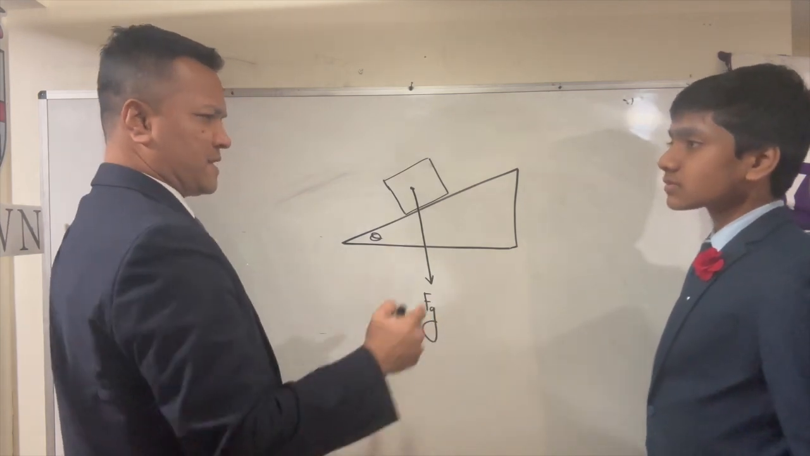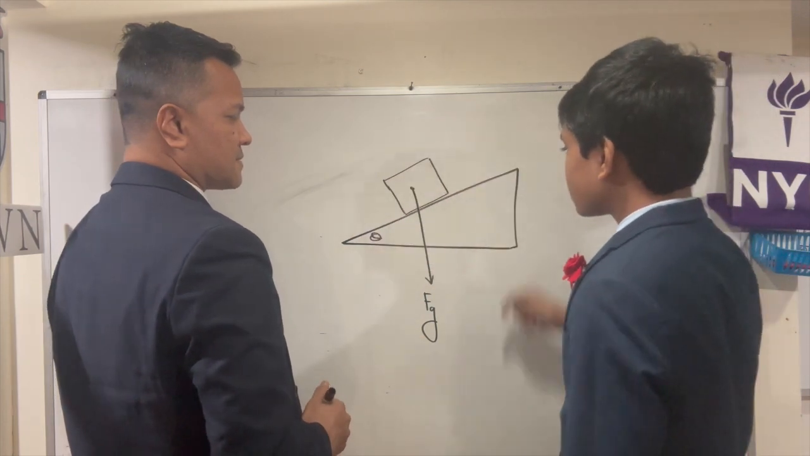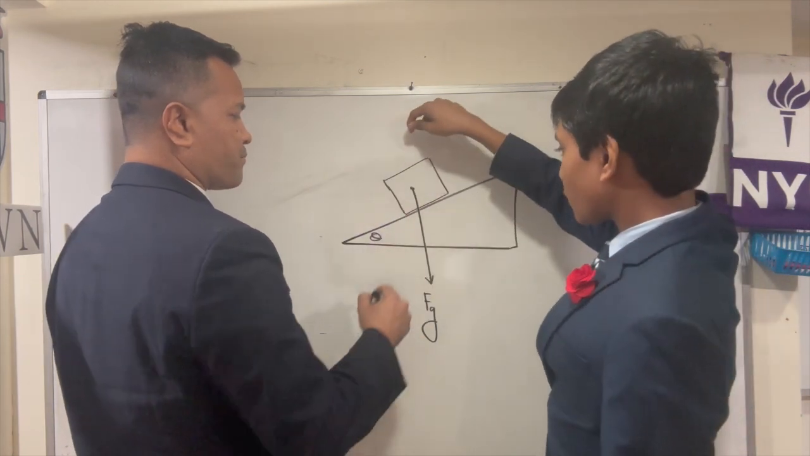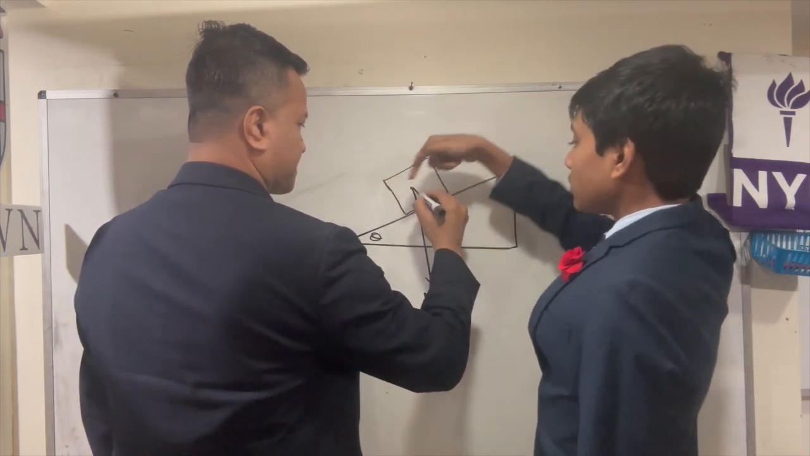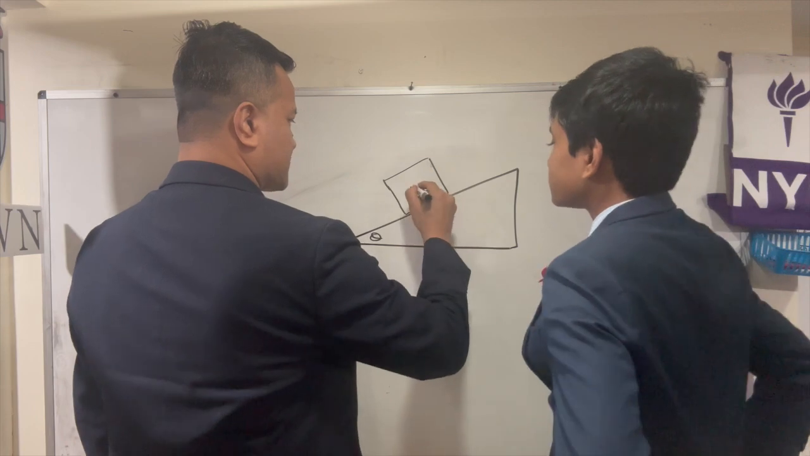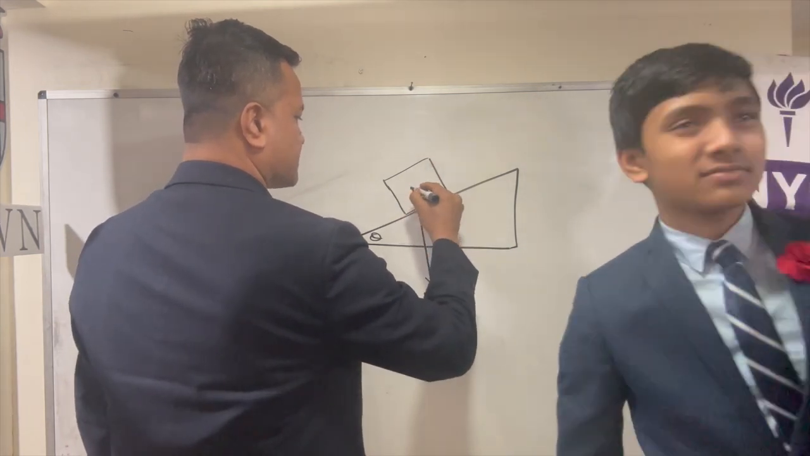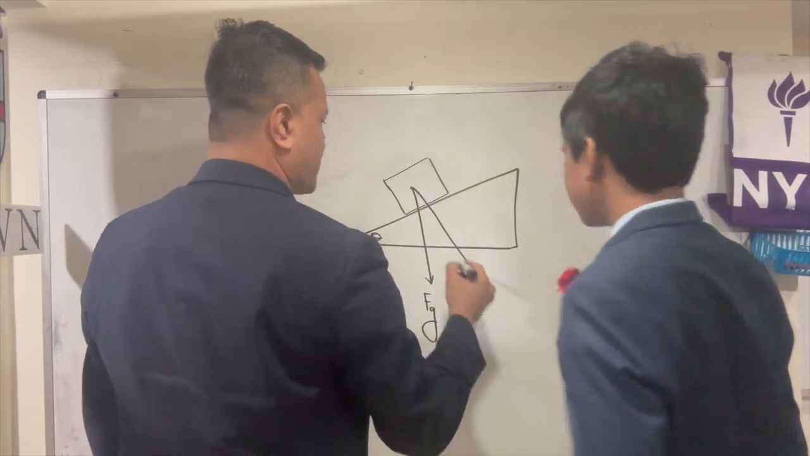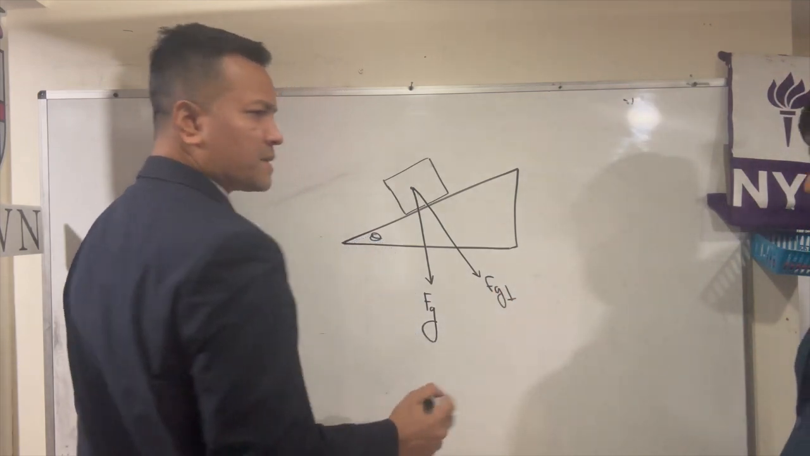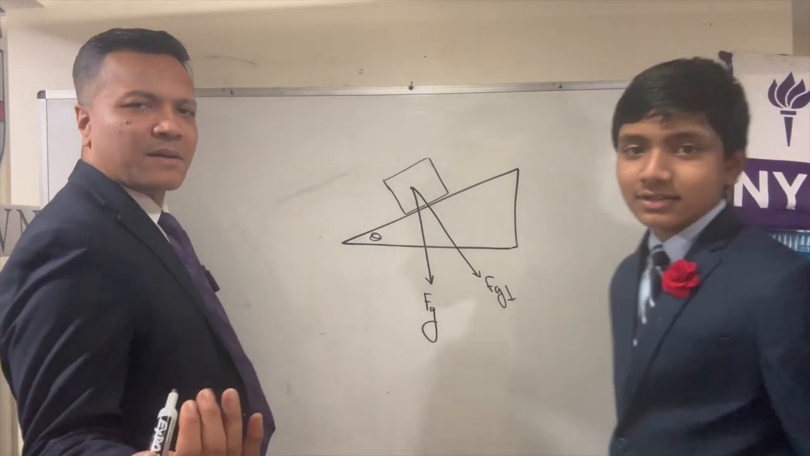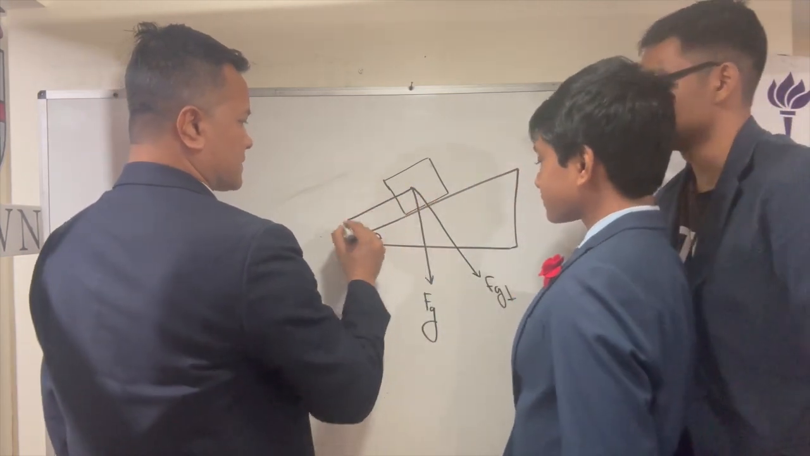FG has how many components, Isaac? Well, the axis system we're using, which is parallel to the plane, is the x-axis, and perpendicular to the plane is the y-axis. It has two, of course. One parallel, one perpendicular. Okay, good. So what are we gonna call this one? FG perpendicular. And what should we call this one? FG parallel.